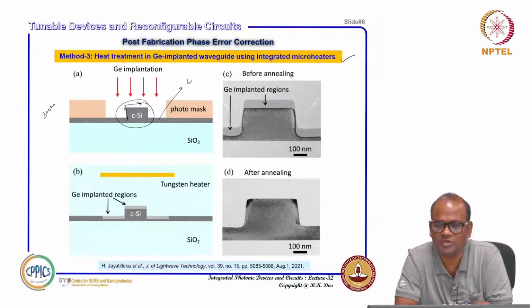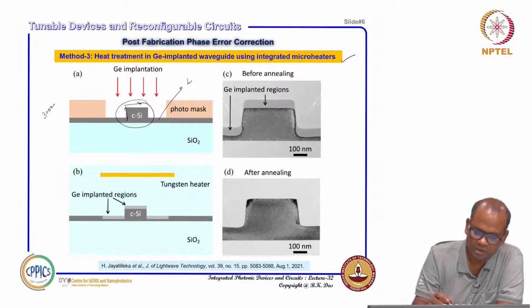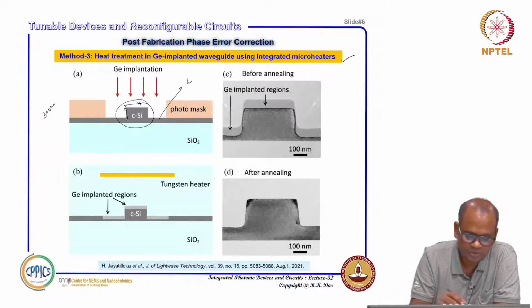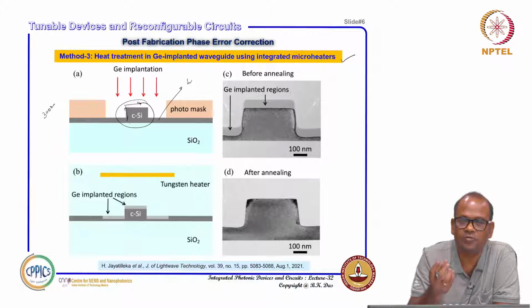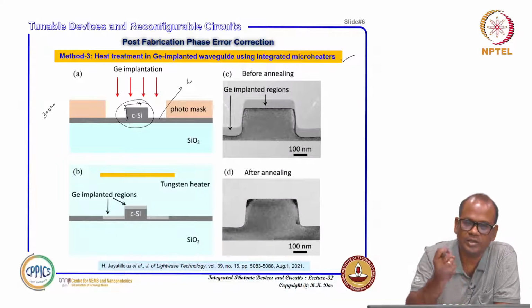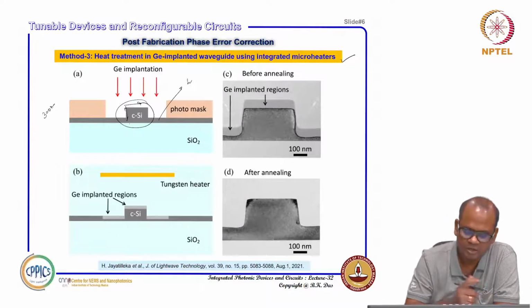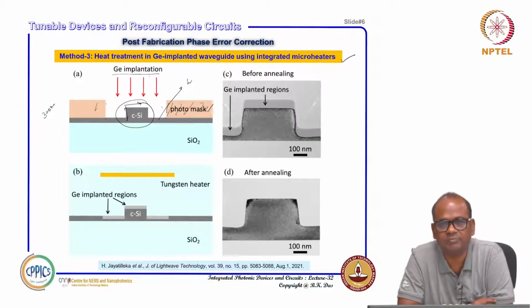So you have to throw them. Instead of throwing them, what you do is use a photo mask. You find the location where you want to change. After testing, you find that this particular device is problematic. So you use a photo mask, you do a photoresist coating, and you open an area just surrounding the waveguide, and you do germanium implantation.